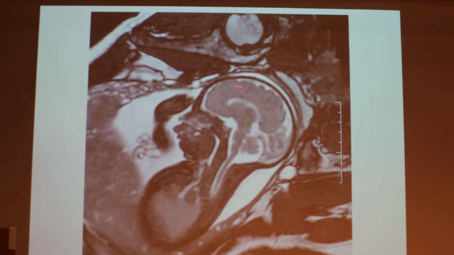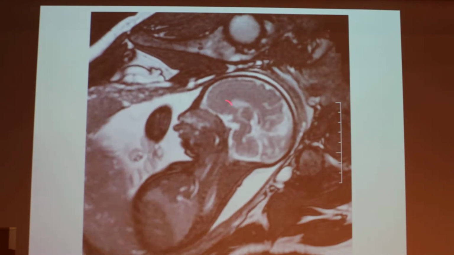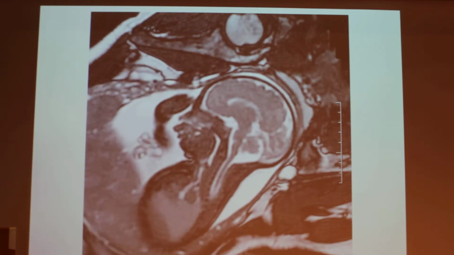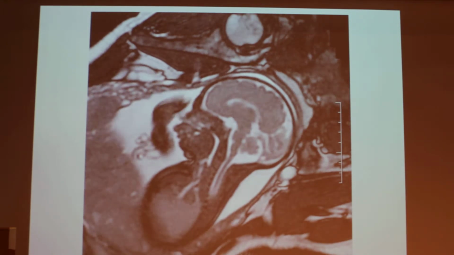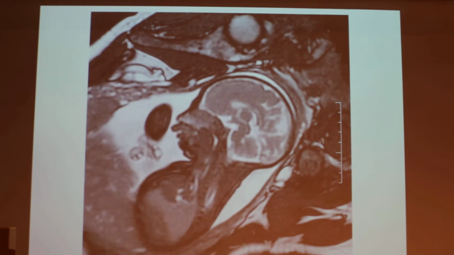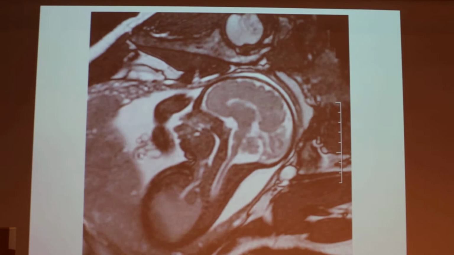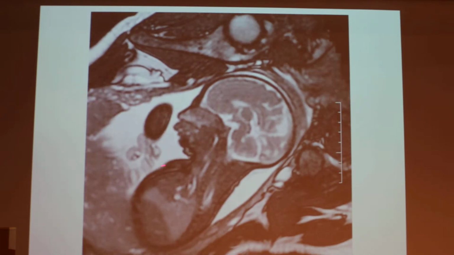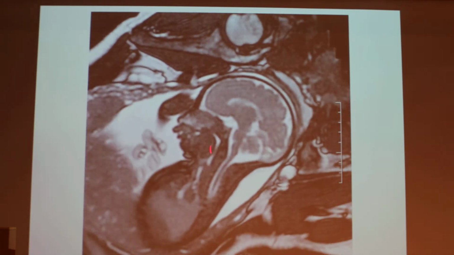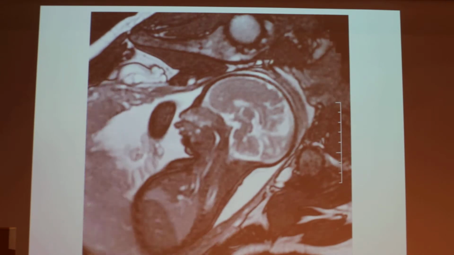MRI can be used, especially with dynamic sequences, to look for the normal swallowing of the fetus, and you can see that fetus. What's wrong with that fetus? Okay, everybody's sleeping. What do you think? Okay, look at the position of the tongue. Look, the tongue is in the nasal fossa.